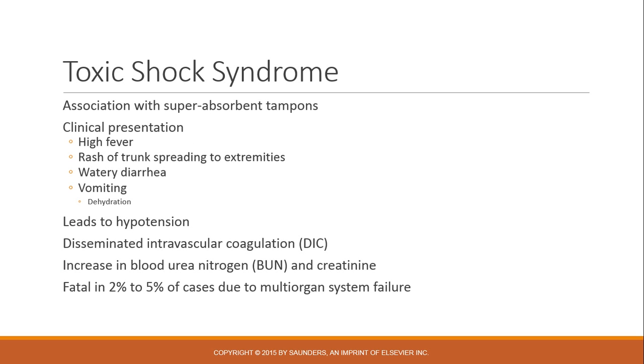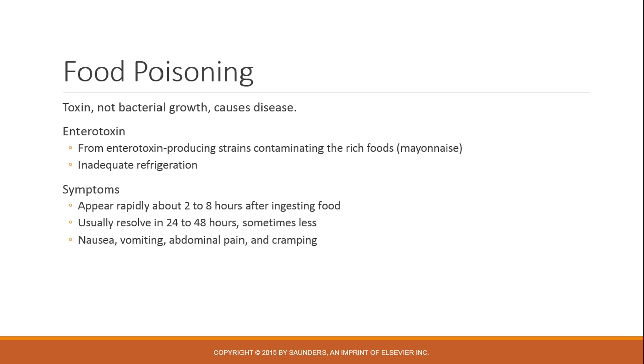Toxic shock syndrome is associated with superabsorbent tampons. Your clinical presentation: we've got a high fever, you might have a rash, watery diarrhea, vomiting, dehydration, a drop in blood pressure, and then we have some abnormal coagulation going on. So your coagulation factors are all used up because you're clotting uncontrollably, and then you're out of coagulation factors, so you're bleeding uncontrollably. That's DIC. Abnormal BUN and creatinine because your kidneys aren't doing well, and sort of multi-system failure.